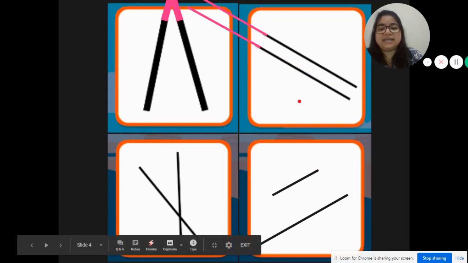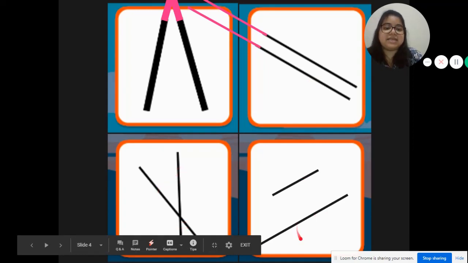Now let's take the next set of lines, these two. Okay, now are these two lines parallel? Now, first thing, they don't run alongside each other, they are rather crossing each other. So, are these two lines parallel? No. Lines, if they are parallel, they are not going to cross each other. So, these two lines are not parallel.